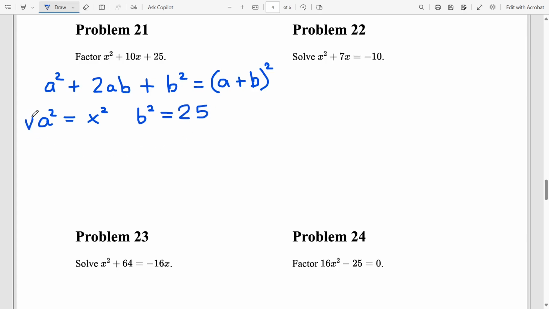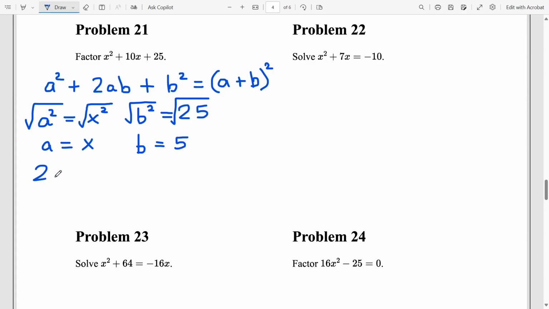So if we want to solve for a, we got to take the square root of a squared. That means we have to take the square root of x squared. What we do to one side of the equation, we must do to the other. So the square root of a squared is a, square root of x squared is x. To solve for b, we'd have to take the square root of b squared, and likewise, since we're taking the square root of the left-hand side, we have to do that to the right-hand side of the equation. The square root of b squared is b, and the square root of 25 is just 5.